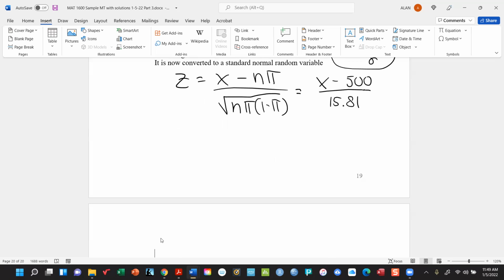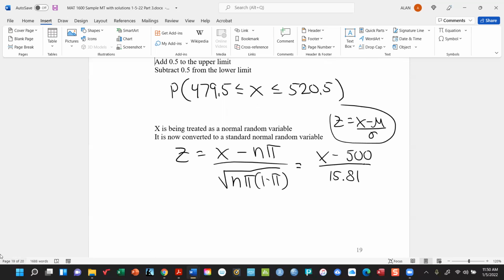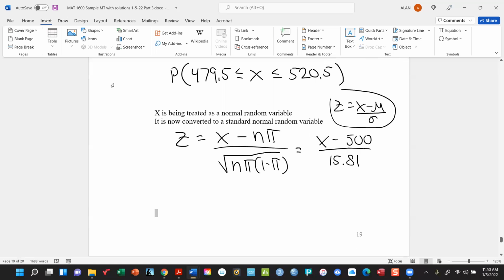All right, so now we can go and apply this to our range here. Now this is the one that's already had the continuity correction applied to it.